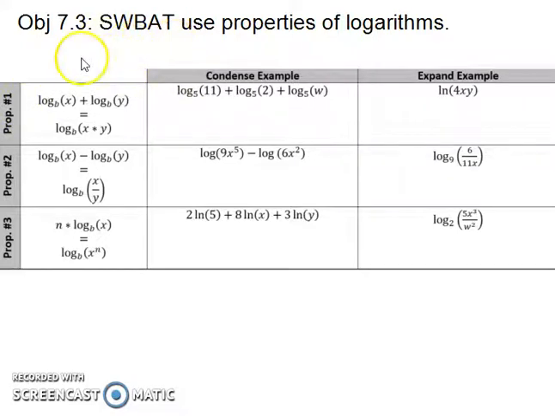Hello. Today's objective is that you use properties of logarithms. Now, you see there's a table here. So we've got 6 examples to go with the 3 properties of logs. And I'll briefly just state what each one is.